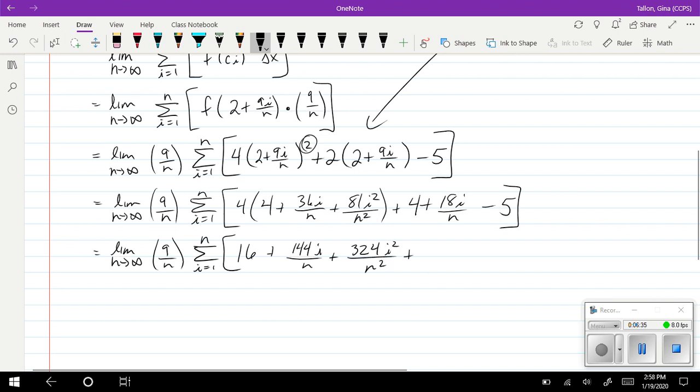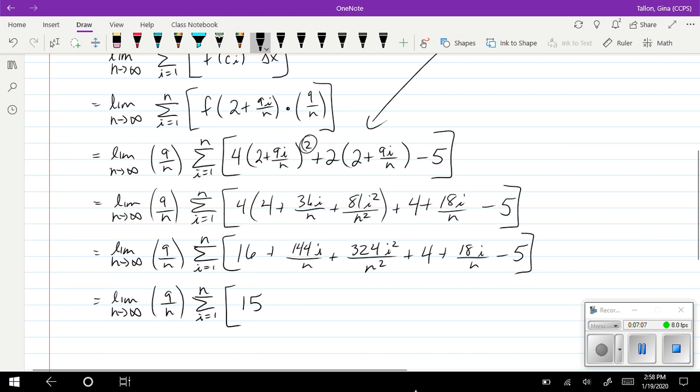Plus, let's see, I could do the 4 minus 5. Let me just copy that for right this second. Plus 18i over n, and then minus 5. And we'll put everything together as like terms. Limit as n approaches infinity, 9 over n, the summation as i goes from 1 to n. And let's see here. We have 16 plus 4 is 20, minus 5 is 15.